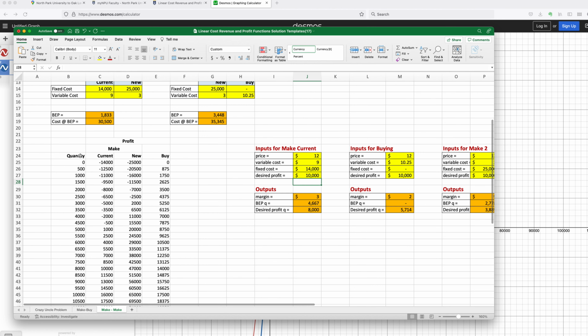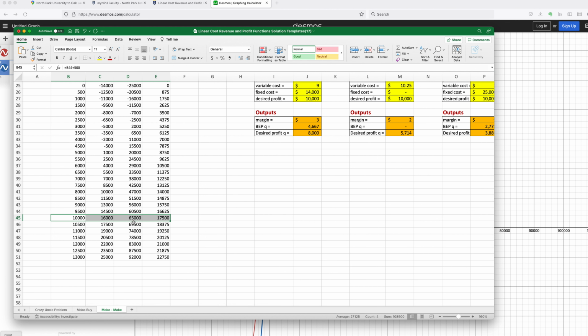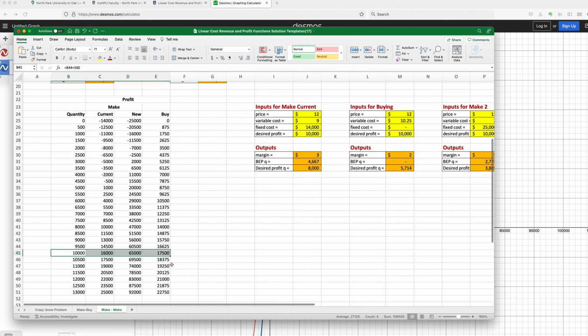So now if I look at my quantities, well, how much do I want to make a month? If I want to make 10,000 a month, what's my profit going to be? It's going to be $16,000, $65,000 with the new machine and $17,000 with the old machine. Look how much money I can make with the new machine because the variable cost is so low and it makes my margin so big. We overcome that fixed cost very quickly.